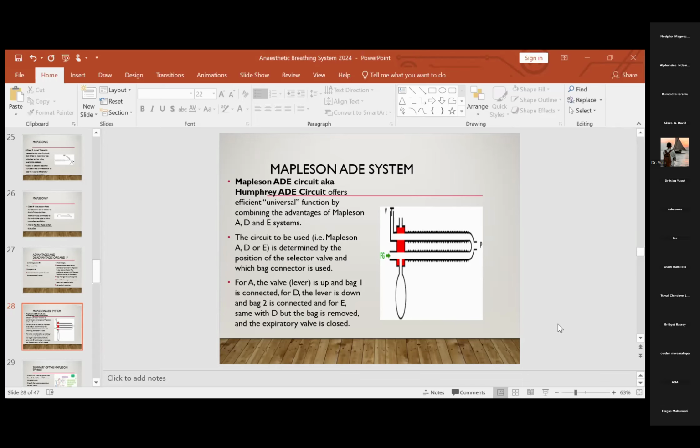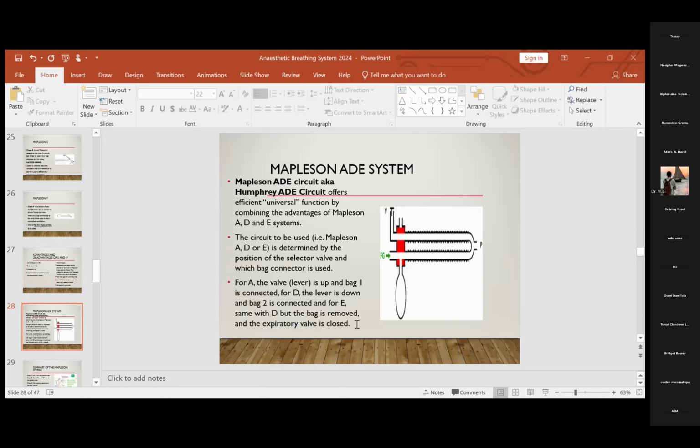The circuit to be used is determined by the position of the selector valve and which bag connector is used. This is crucial. For instance, if you have an adult you want to anesthetize and you want to use the Bain circuit, all you need to do is press the lever down, and you have your Mapleson D circuit ready to be used. For Mapleson A, especially your Magill circuit for spontaneous breathing, the lever is up and the bag is connected. For D, the lever is down and you connect the bag too. And for E, it's the same as D, but you remove the bag.